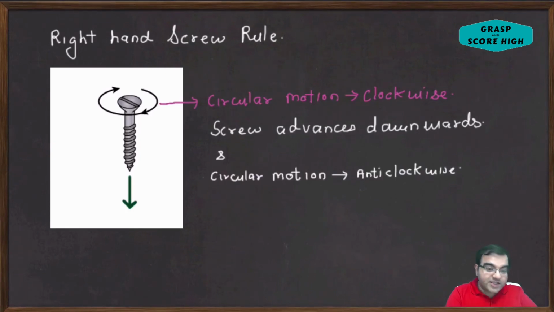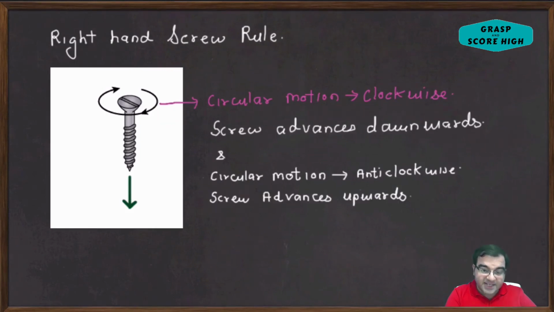Similarly, if I take the screw and instead of rotating it clockwise, I rotate it in the anti-clockwise direction, then the screw is going to come out, and I'm going to say the screw advances upwards. So again, these two rules of the screw help us to predict the direction. Therefore, it's called the right hand screw rule.